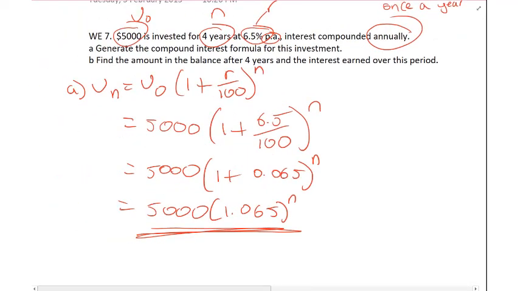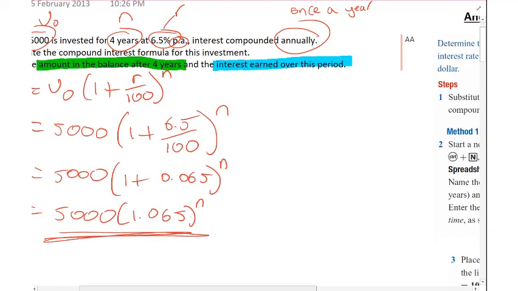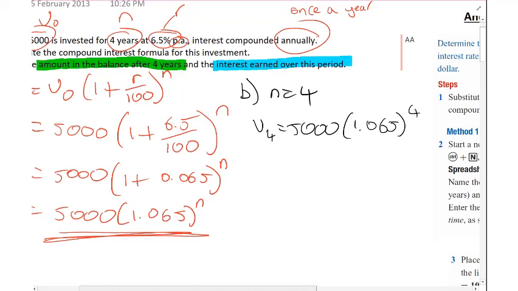First part, find the amount in the balance after 4 years. Second part, interest earned over this period. So be really careful about what the question's actually asking you. So let's go B. What I need to do is, I know my time period is 4, so that's where I'm going to put n equals 4. And so I go V4, because that's what n is, 5,000 (1.065) to the power of 4.